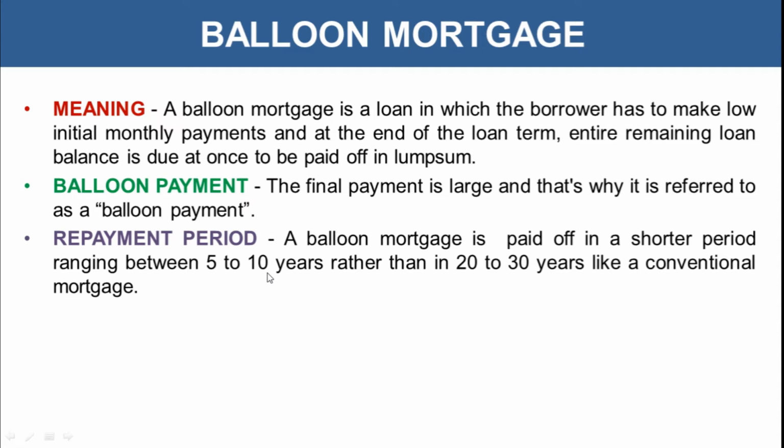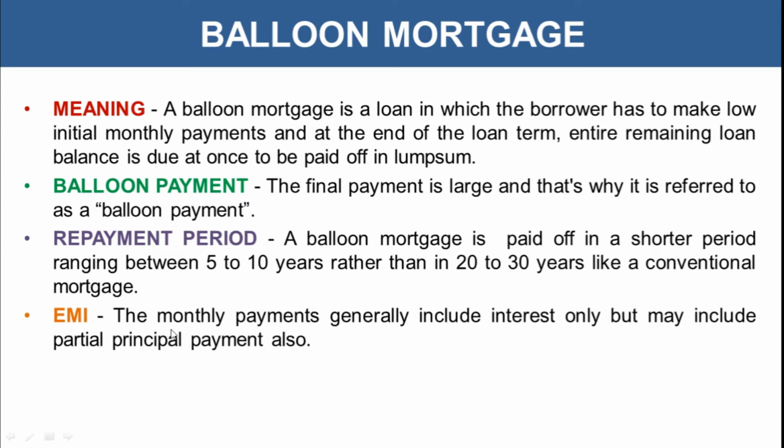So what will happen? Initially, you are making smaller payments and your time period is also shorter. As a result, the payment at the end installment, the last installment which you would pay, would be a lump sum amount, and that is what we refer to as a balloon payment. So the thing you need to consider is that in a balloon mortgage loan, the repayment period is quite shorter as compared to a conventional mortgage loan.